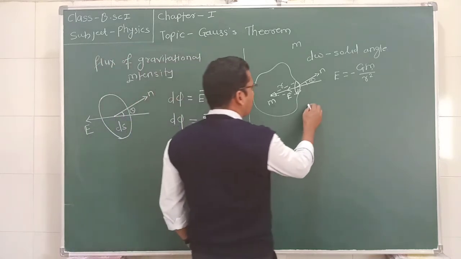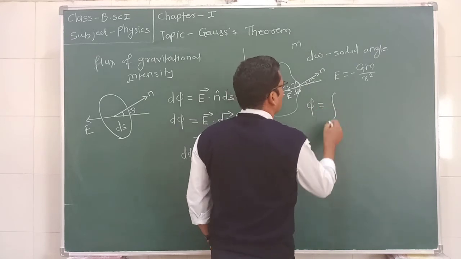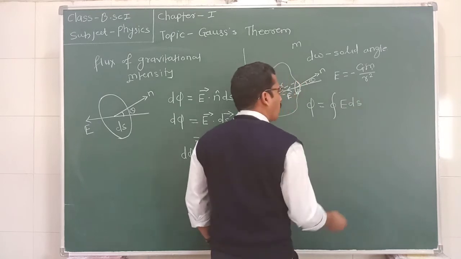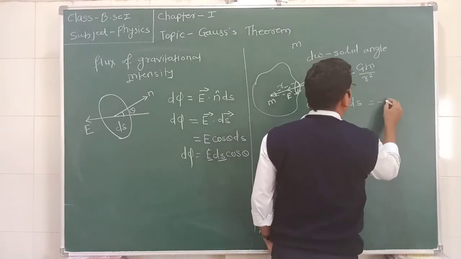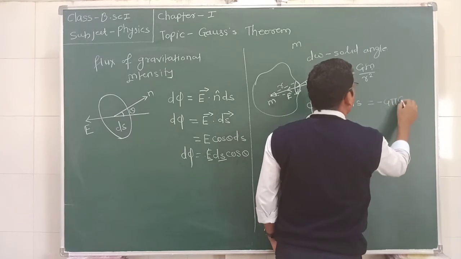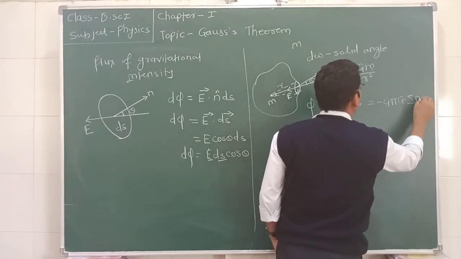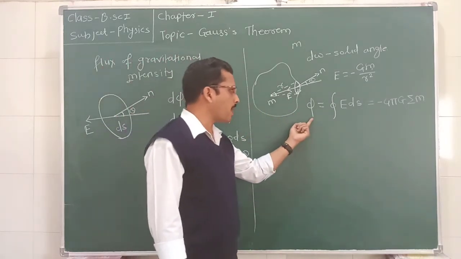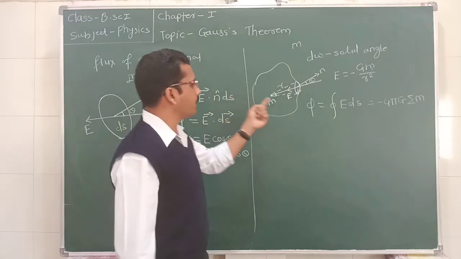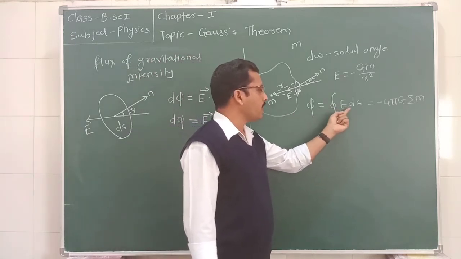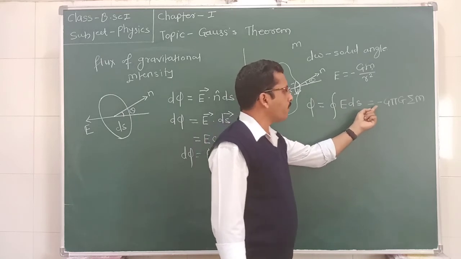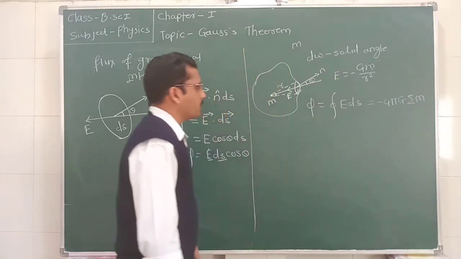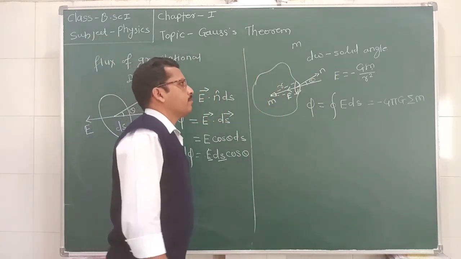The Gauss theorem can be written as phi equal to the integration of E ds, which is equal to minus 4 pi G times the total mass, the summation of mass. So we can represent this Gauss theorem like this: phi, which is the flux of gravitational intensity, equal to the integral of E dot ds, is equal to minus 4 pi G and the summation of the mass, that is the total mass enclosed by the surface.